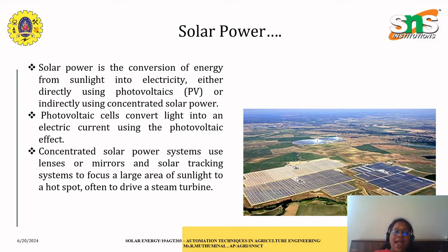Either we utilize the energy obtained directly through photovoltaics or indirectly using concentrated solar power. These photovoltaic cells are capable of converting light into an electric current using the photovoltaic effect. And the concentrated solar power system uses lenses or mirrors and solar tracking systems to focus a large area of sunlight to a hot spot, often to drive a steam turbine. So this is how solar power works.